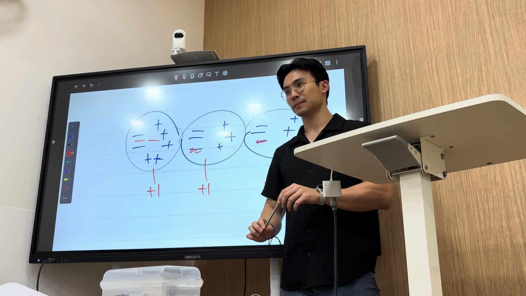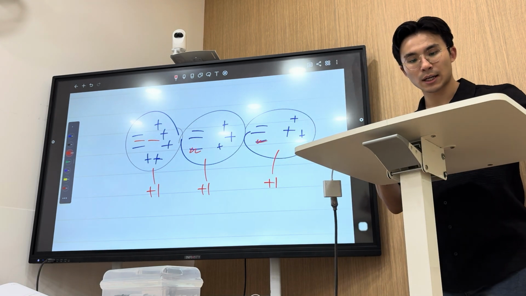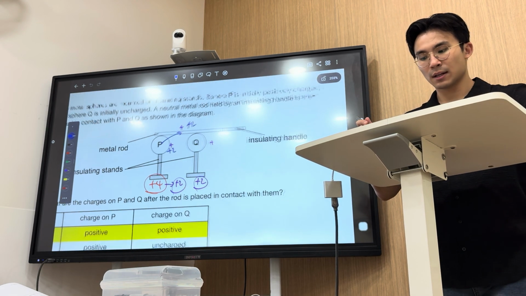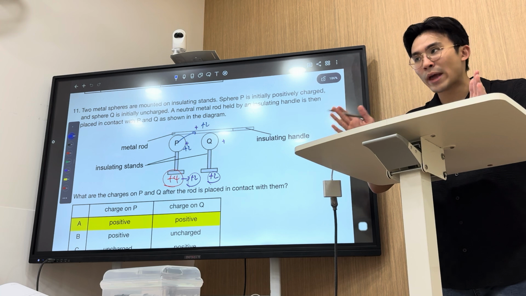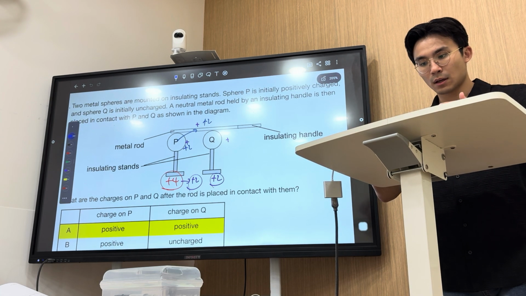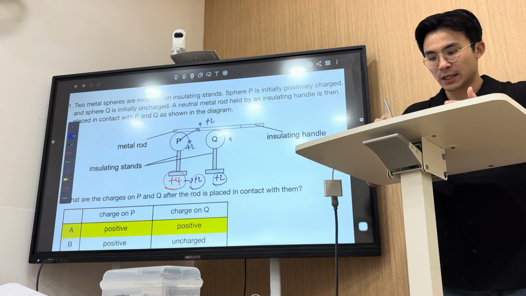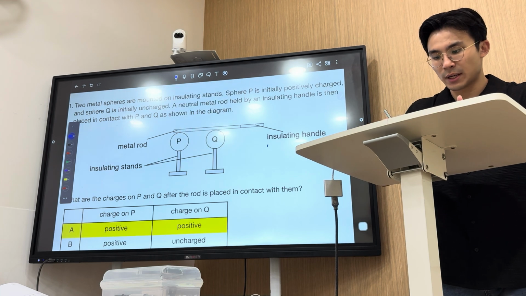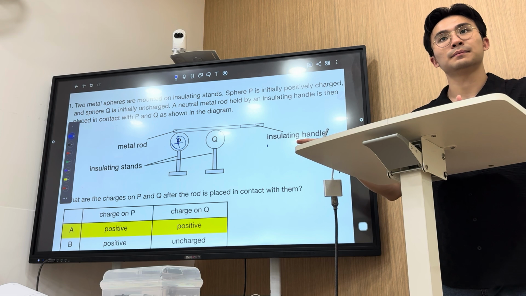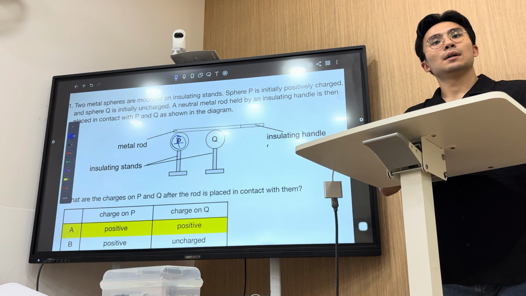In the question, how do you know it's equilibrium? Because the only way that charges stop flowing is when there is equilibrium. I don't know when exactly it will happen. I just know that from the very beginning, this guy is positive, his positivity will spread to anybody who's touching him. Okay, so it's positive.